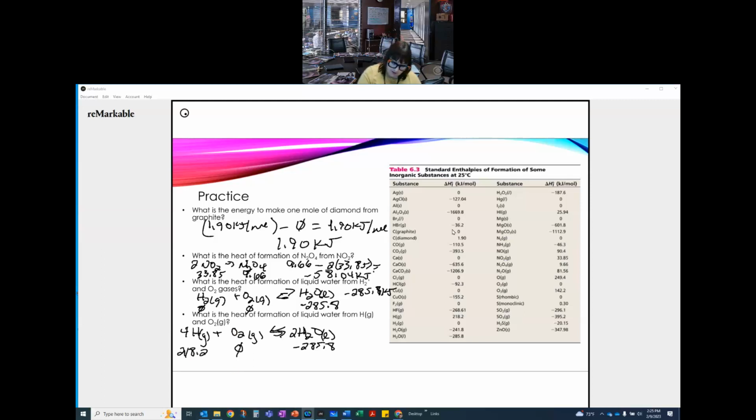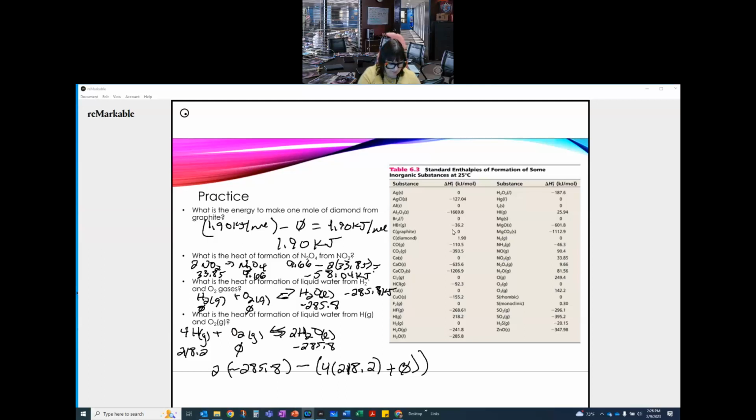Okay, so products, negative 285.8. And we have to multiply that by 2 because there are 2 moles, minus my reactants. And that's 4 times the 218.2 minus 0. That's actually plus 0 because we need to sum that. Okay, fine. Let's do this math.